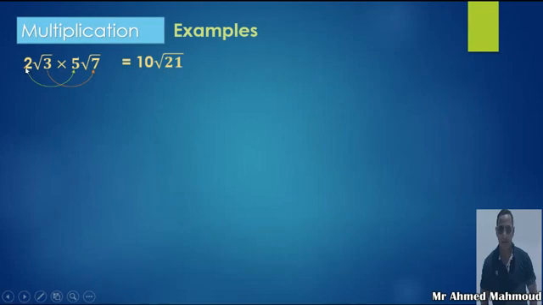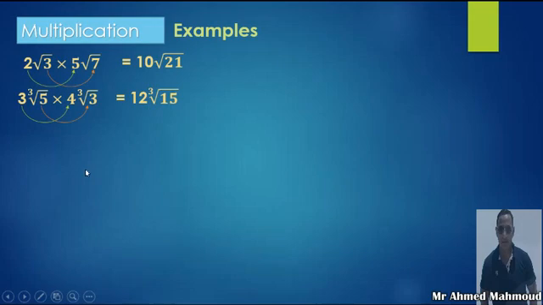Again, I'm going to multiply 2 times 5 together, it's equal to 10, and it will be outside the root, and 3 times 7 together will be inside the root. Another example, if we have 3 cubic root 5 multiplied by 4 cubic root 3. Now I'm going to multiply the whole numbers together, 3 times 4, which is equal to 12, and I'm going to multiply the roots together. Cubic root 5 times cubic root 3 is equal to cubic root 15 as it is.